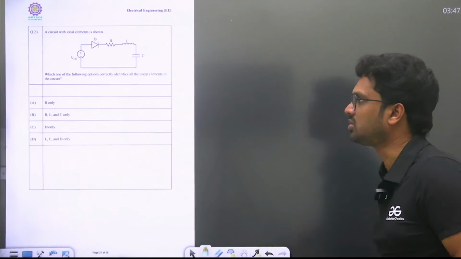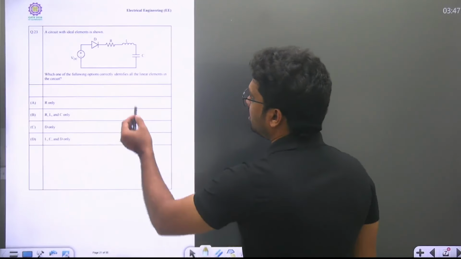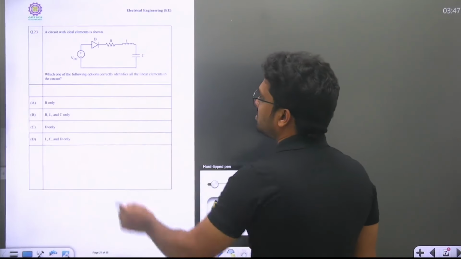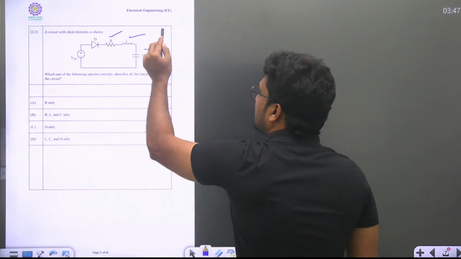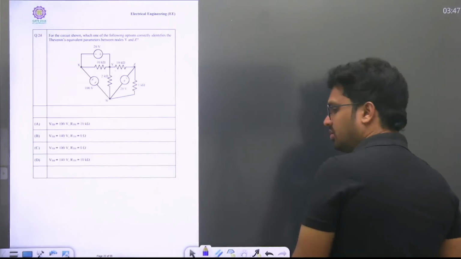So let us see the first question. The circuit shown in the figure, the elements are shown. Which of the following option correctly identifies the linear elements? What are the linear elements? Linear elements: resistor, inductor, capacitor. Diode is a non-linear element. First question is very simple.